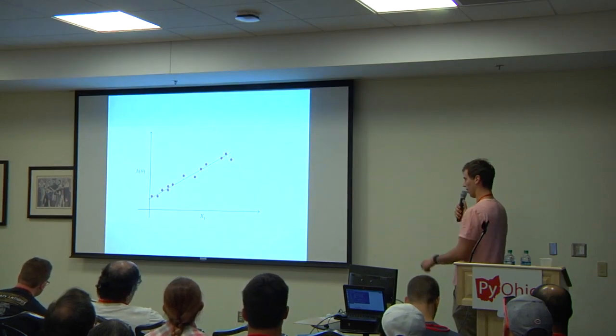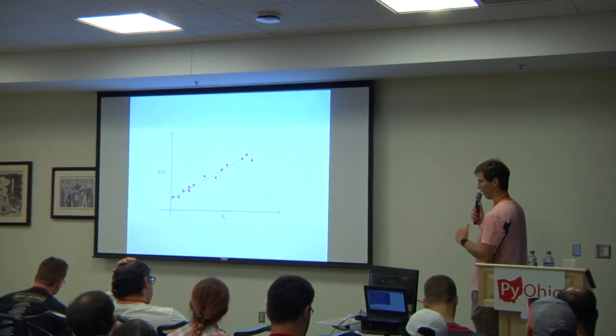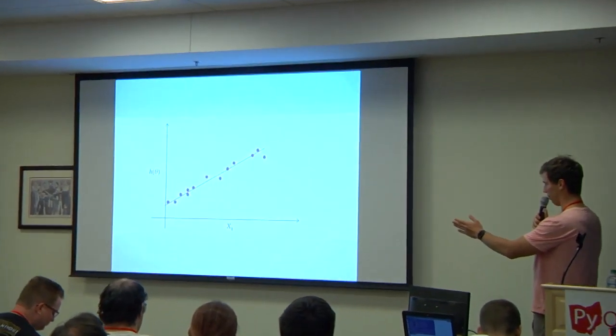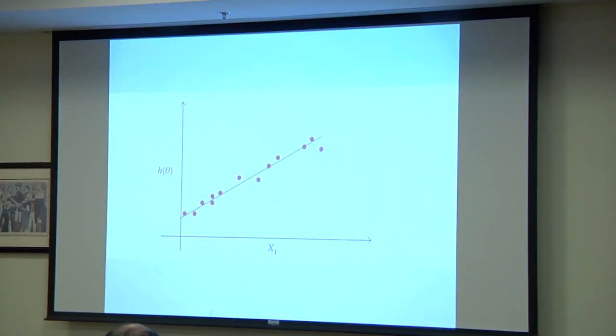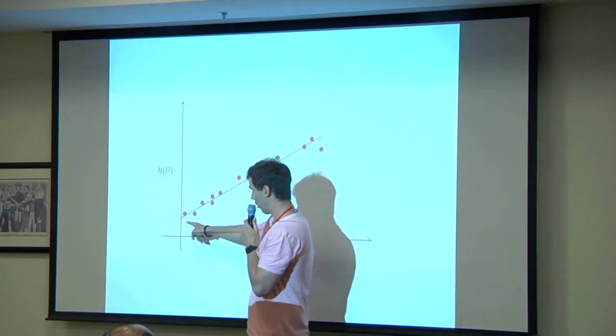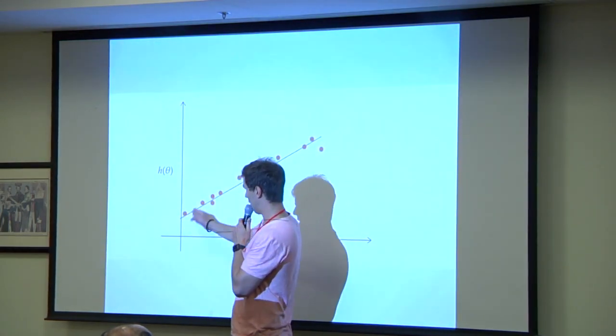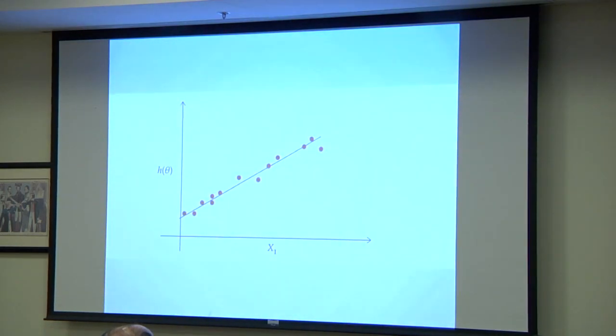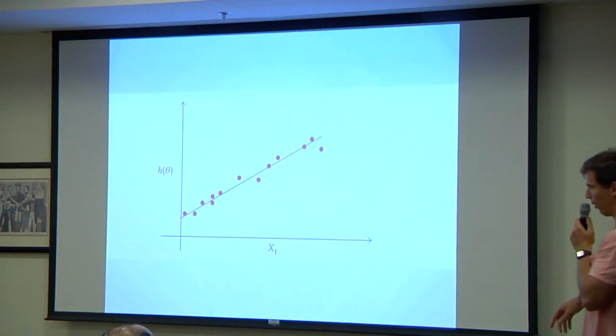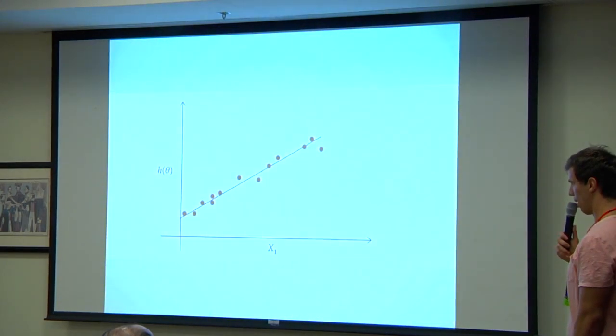We have a few elements going on. We have X1, I wish I had a laser. We have X1, which is on the x-axis, and it represents our experience. And then we have h of theta on the y-axis, which represents someone's salary. And then we have this line, which is basically drawn by thetas. Theta zero would be, I gotta walk over here a little bit, an intercept on the y-axis, and then the slope of the line would be directed by theta one. And then there's a bunch of these red dots. These red dots are real data points.